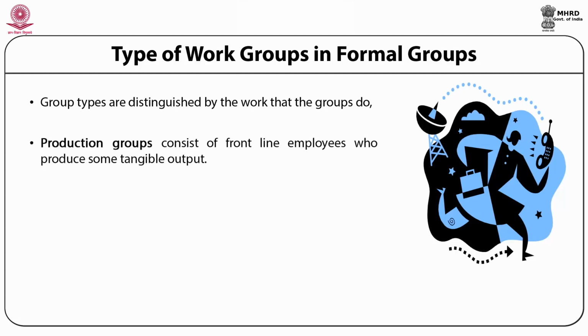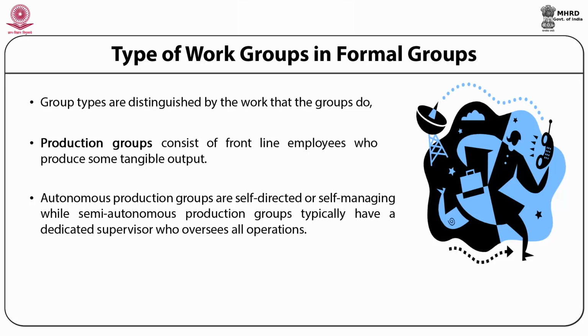So, a production group consists of frontline employees who produce some tangible output. The autonomous production groups are self-directed or self-managing, while the semi-autonomous production groups typically have a dedicated supervisor who oversees all the operations on the shop floor.